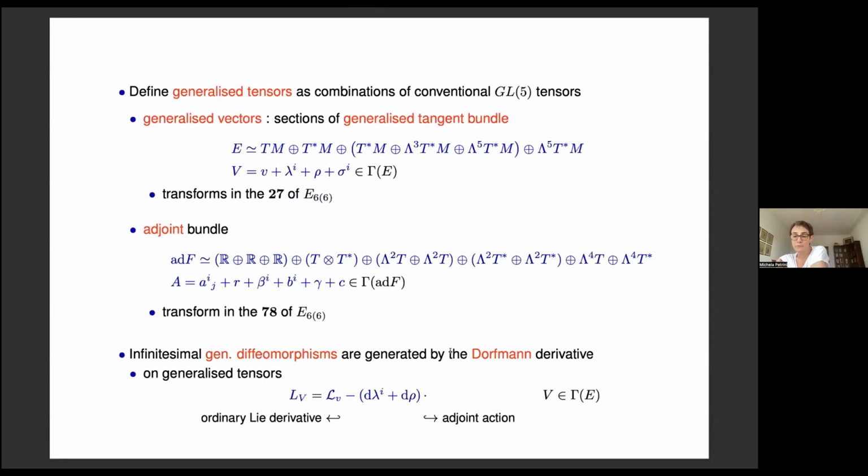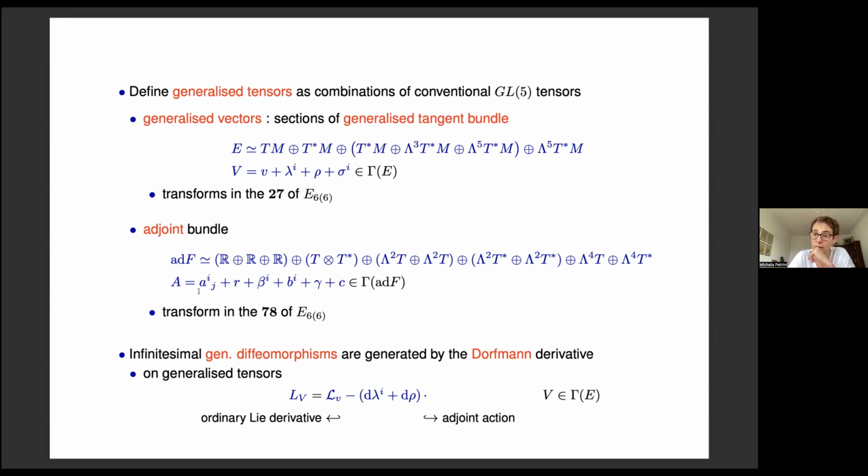So once we have our extended generalized bundle, we can build tensors. In particular, to study the backgrounds dual to N=1 SCFTs, we need two types of tensors: the generalized vectors, so the sections of the generalized tangent bundle. And again, if I am a bit more explicit, these will be local sums of a vector, two 1-forms, a 3-form, and a 5-form. And they transform in the 27 or 27-bar. And then we need the adjoint bundle.